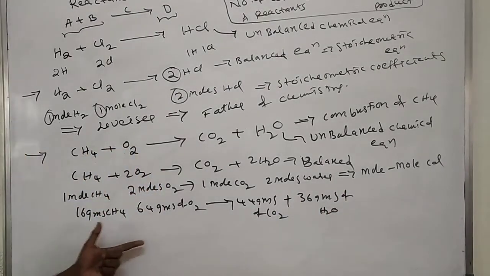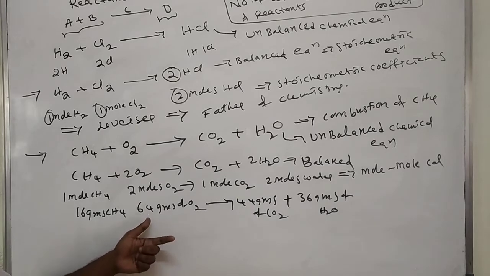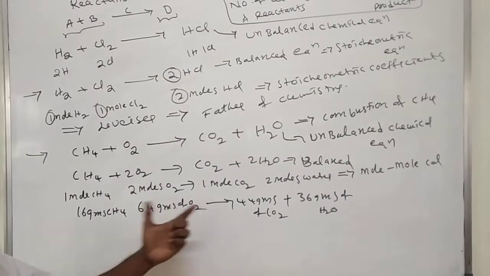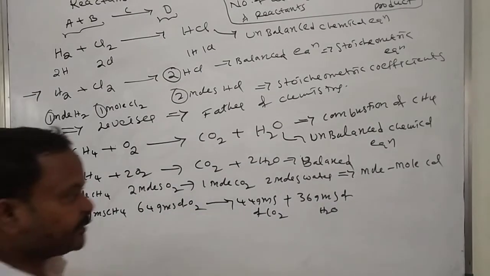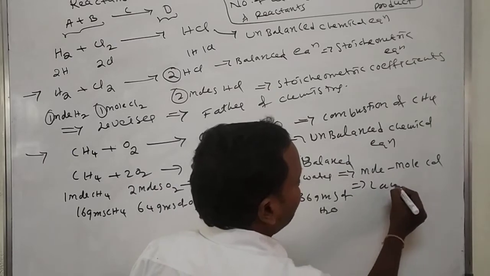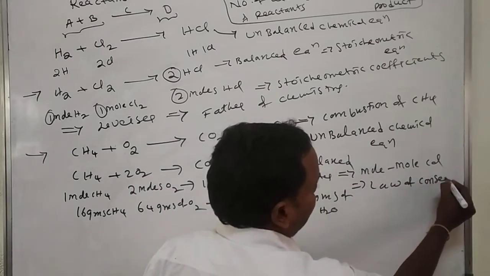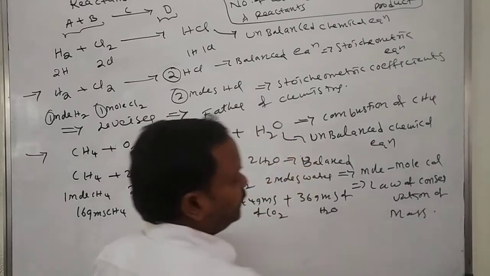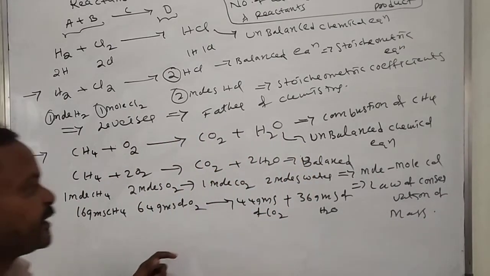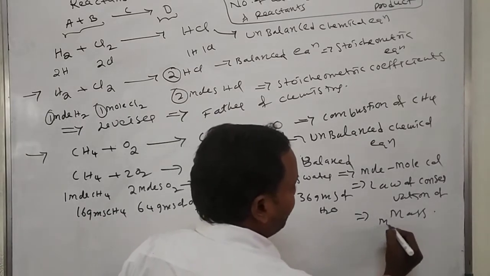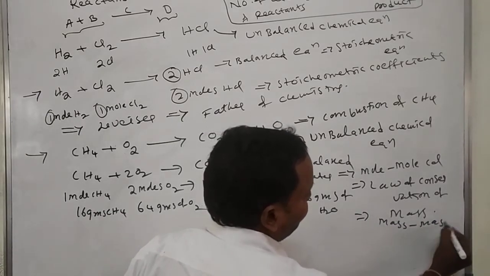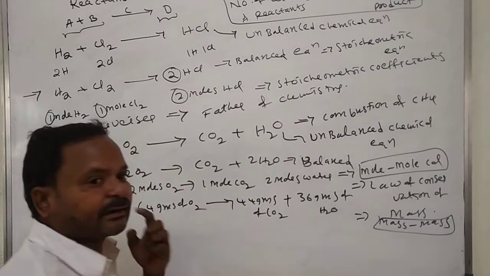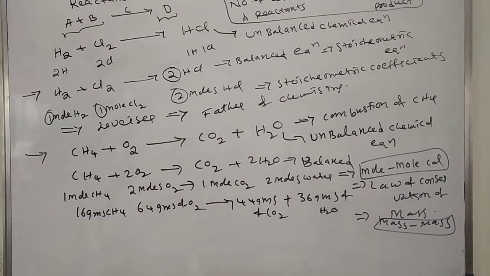See here, 16 plus 64, how much? 80. Here also 80. The mass of reactants and products will be the same. This is called the law of conservation of mass. This we call mass calculation. Mole calculation and mass calculation.